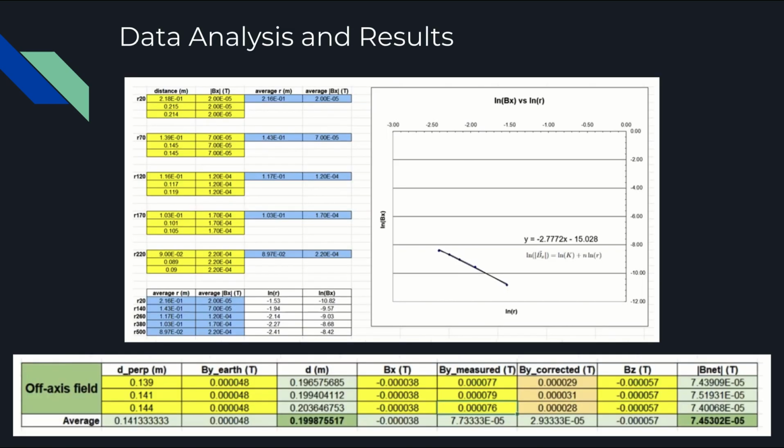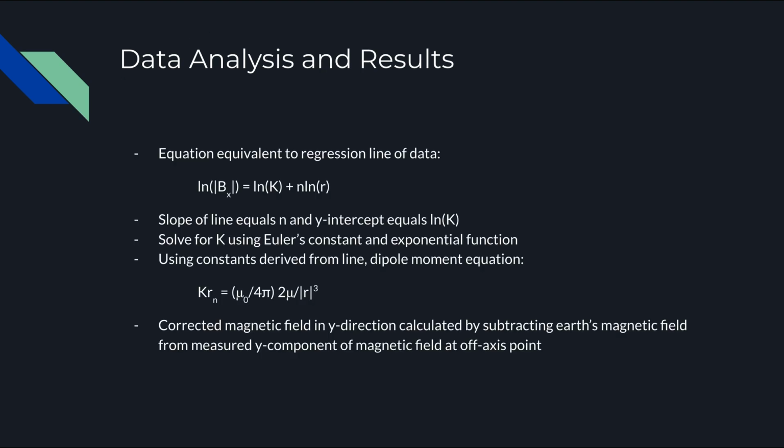This was the data collected, and as you can see, an inverse proportion is shown. For the data analysis and results, the following is the equation for the regression line. The slope of that line equals n, and the y-intercept is equal to the natural log of k. You solve for k using Euler's constant and an exponential function.